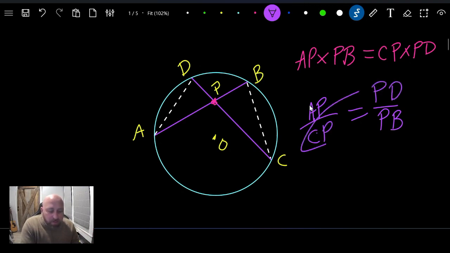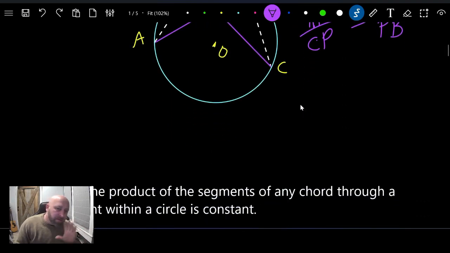Now technically you could swap those if you want. It doesn't matter which order the multiplication is in, but CP and PD have to be across from each other. AP and PB have to be across from each other. In other words, these two segments right here end up being across from each other in the proportion, because if not, then they don't get multiplied by each other. And what the theorem says is that to be multiplied by each other, then they must equal the other one. We'll practice one of those in just a little bit, but for now I'll just kind of leave that right there.